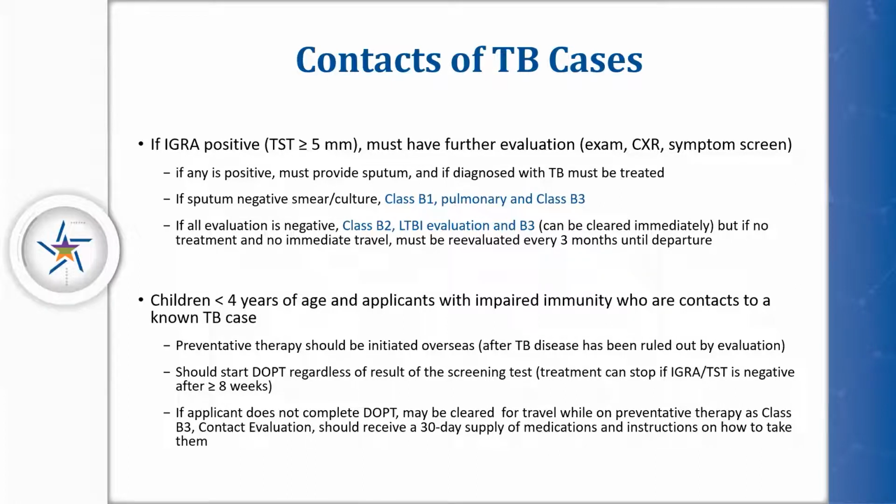If the applicant does not complete DOPT, they may be cleared for travel while on preventative therapy, but then you're going to class them as a class B3 contact evaluation. So we'll be looking for that on our end. And they should receive a 30-day supply of medications and instructions on how to take them. And then they will be reevaluated when they reach the US.